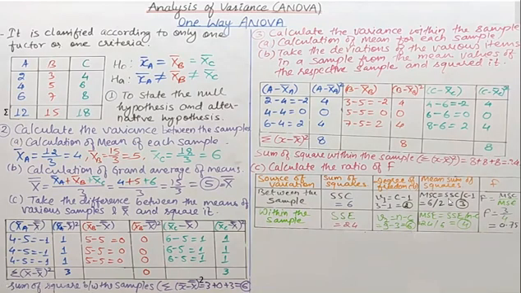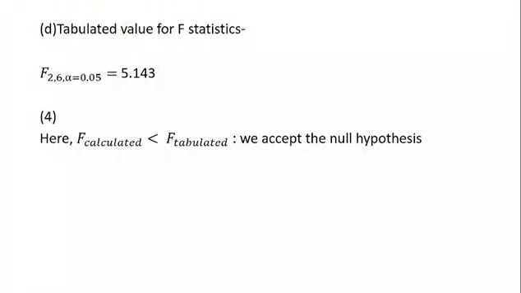Mean sum of square. Mean sum of square between the samples, MSC, equals SSC upon c minus 1. So SSC is 6 and c minus 1 equals 2. So MSC is 3. Similarly, we will find the value of MSE, which is equal to SSE upon n minus c, that will be equal to 4. Now we will calculate the value of F. F is the ratio of the MSC to MSE. So here the value of MSC to MSE is 0.75. So this is the calculated value of F.